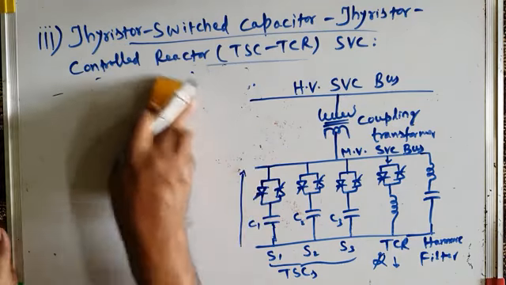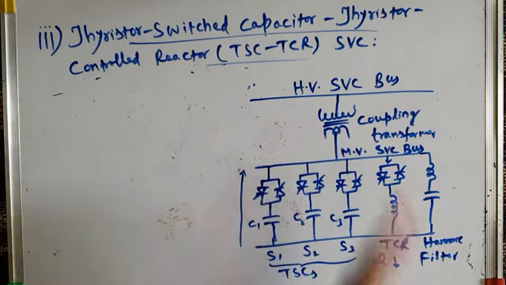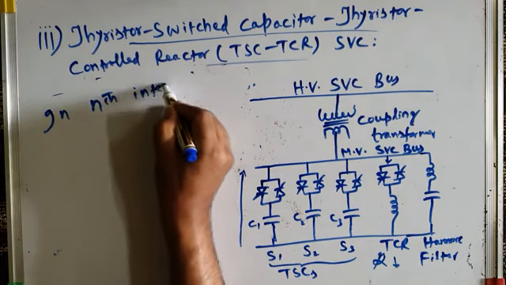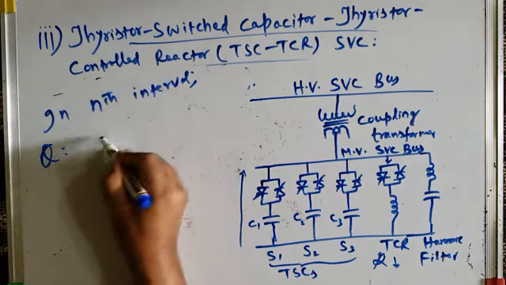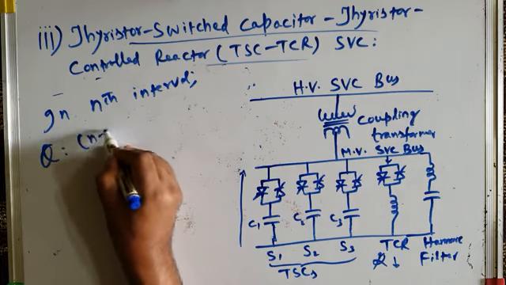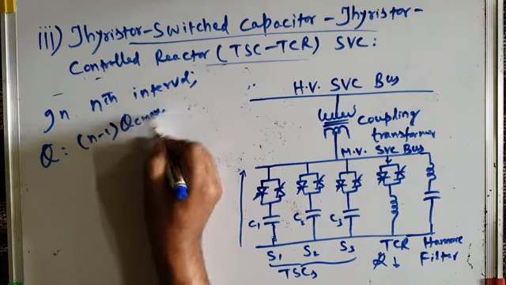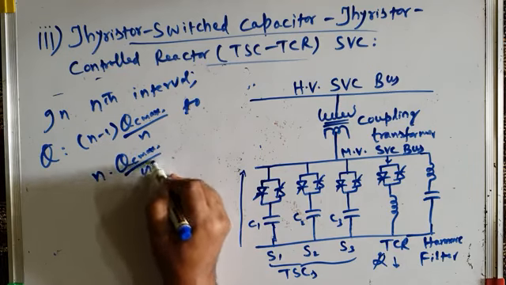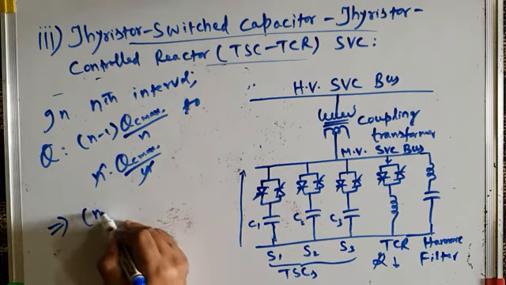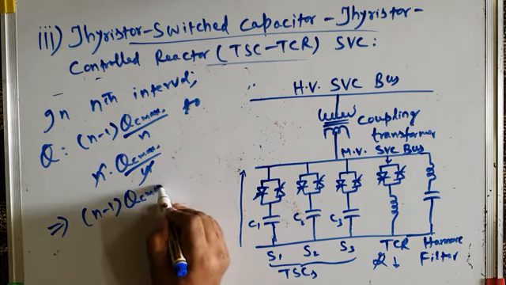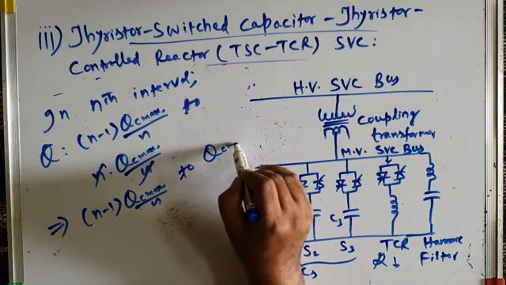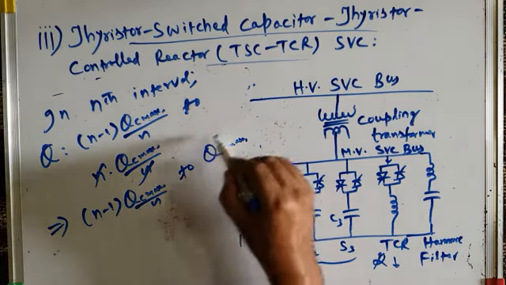The Nth interval will be decided by how many TSC branches we are connecting in parallel. That depends upon how much reactive power compensation is to be done. So in the Nth interval, finally, the reactive power control is done from N minus 1 times QC max by N to N times QC max by N. N and N cancel, so that means from N minus 1 times QC max by N to QC max. That means when all the TSC branches are on, what is the total reactive power control?